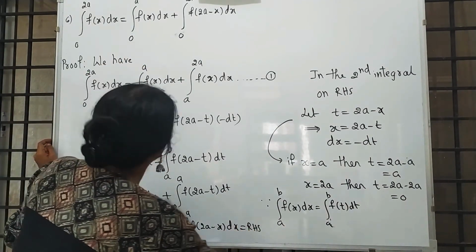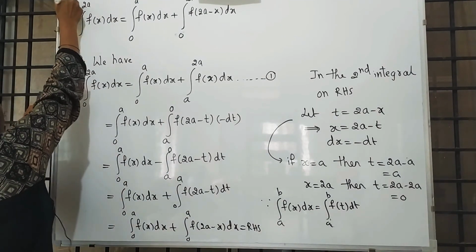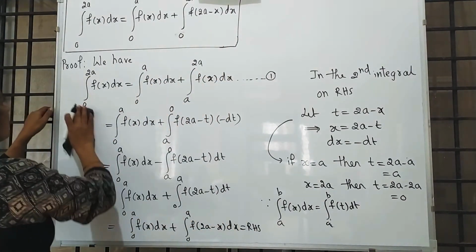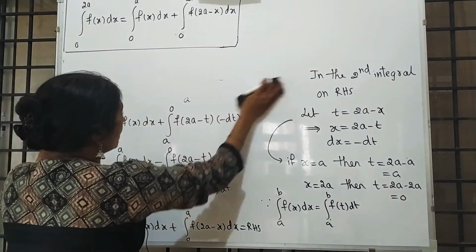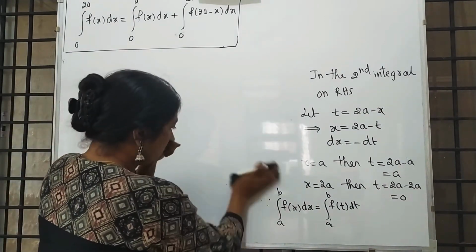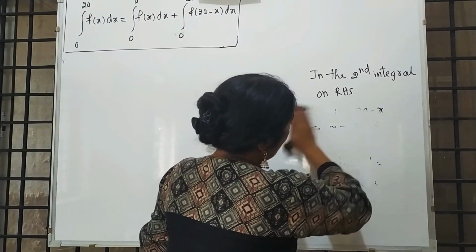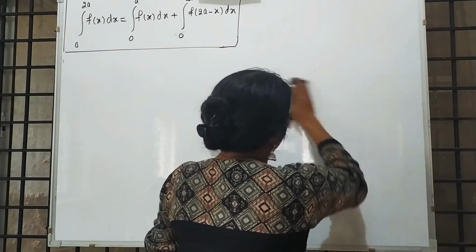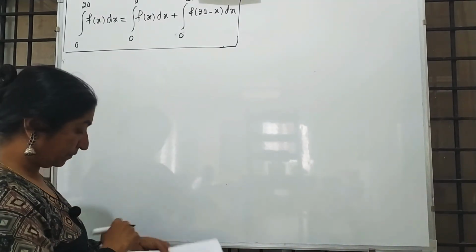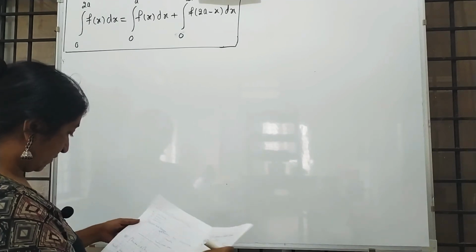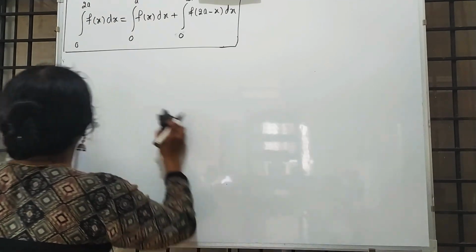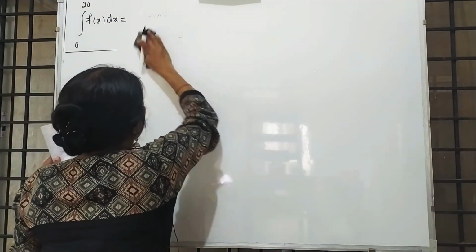Correct or what? Therefore, integration from 0 to 2a, yes, this is the property. Moving to the next property. These last properties are very important, because after completing the chapter I will give you the expected questions from this. Moving to the next one, the seventh property. Prove that integration from 0 to 2a, we have two results here.